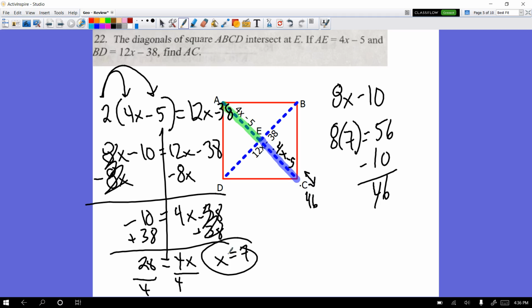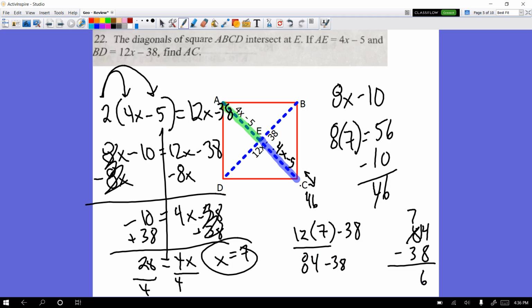So if I put in x is 7 for 12x minus 38, 12 times 7 minus 38, 12 times 7 is 84 minus 38. Let's see, 84 minus 38, 46. Nice. All right, so then that means the distance from B to D is also 46, proving that our answer is actually 7. So this is a good answer right here. X is 7. Woo!